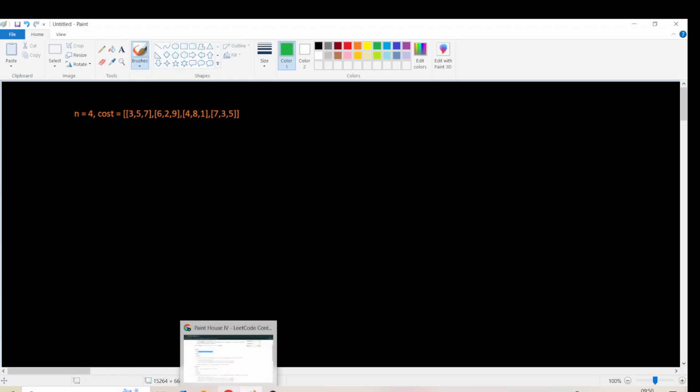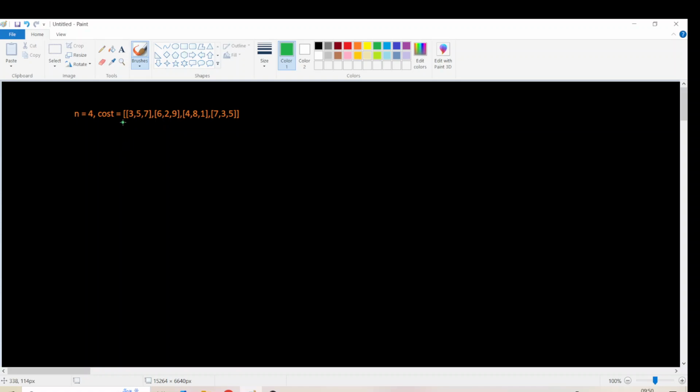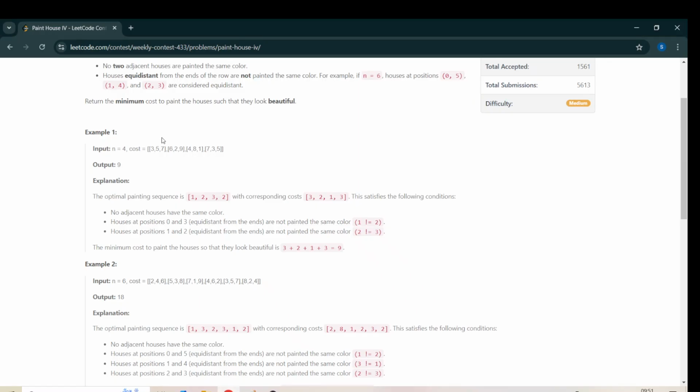So what is the ideal solution for this? Let's check. The ideal solution is 1 2 3 2. The first house is painted with the first color, that will be 3. The second house is painted with the second color, so that will be 2. The third house is painted with the third color, so that will be 1. And the fourth house is painted with the second color, it will be 3. So the costs are 3, 2, 1, 3. These are the paints, and these are the costs. So 3, 6, 8 and 9, the answer will be 9 here. I hope you get it.